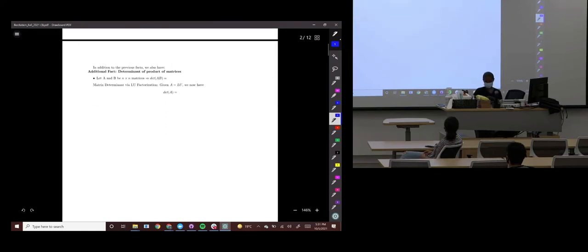Cool. So now let's talk about some additional facts of determinants that we learned this week during class. So the first one is the determinant of a product of matrices. Let's say that we have A and B, both of them n by n matrices. What is the determinant of A times B?